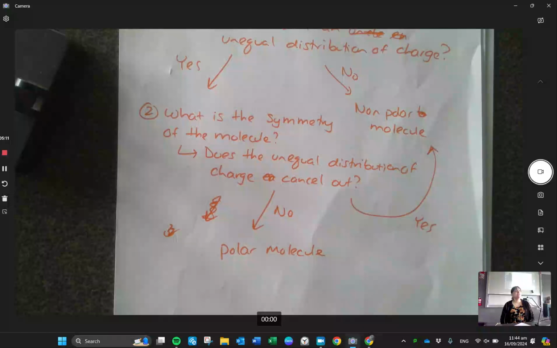I like to think of this as a flow chart. I think thinking of it as a flow chart will help you structure your answers. It also shows you the process of how we decide the polarity of a molecule.